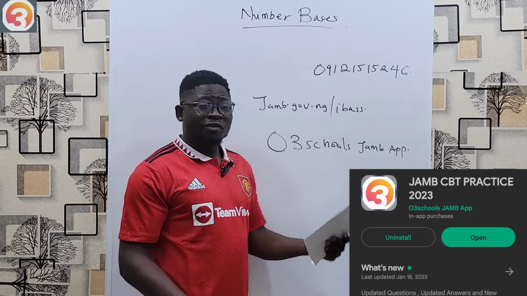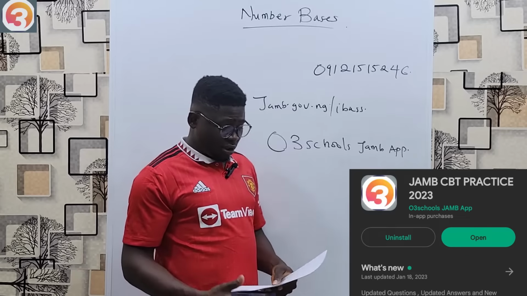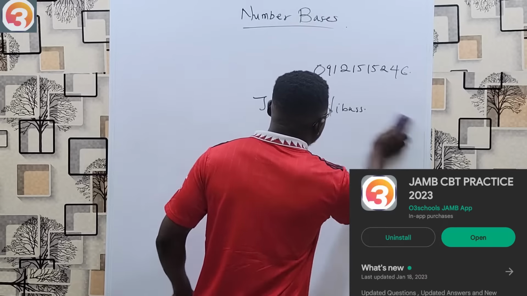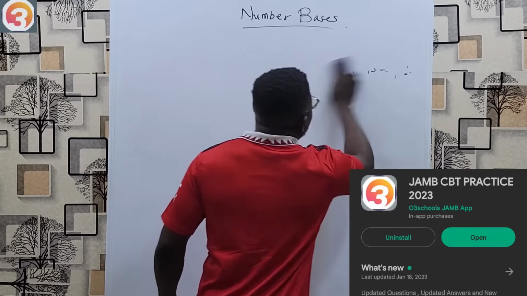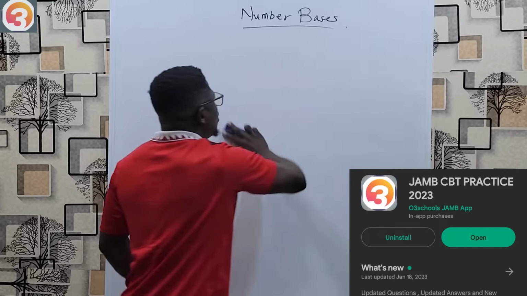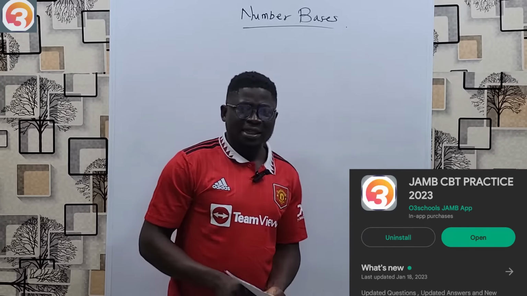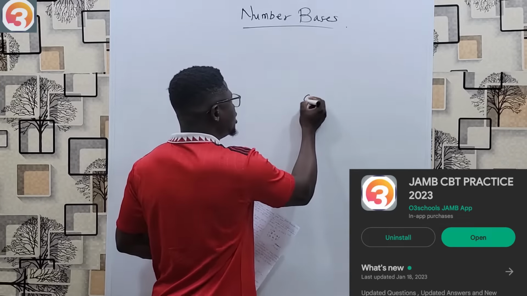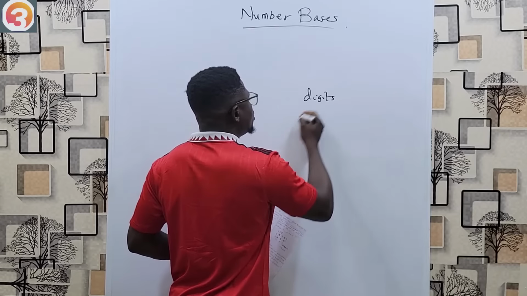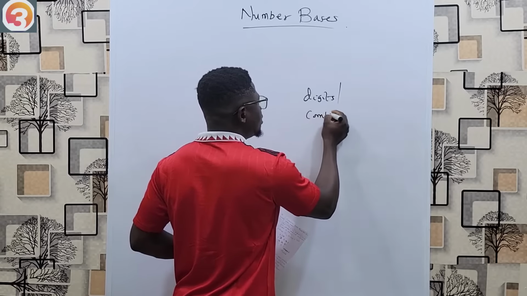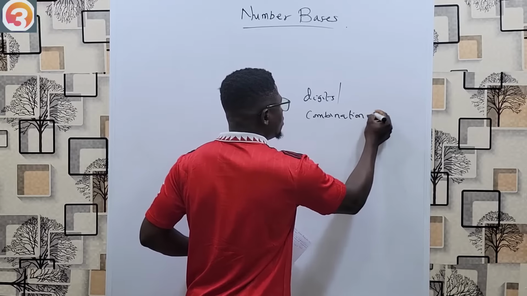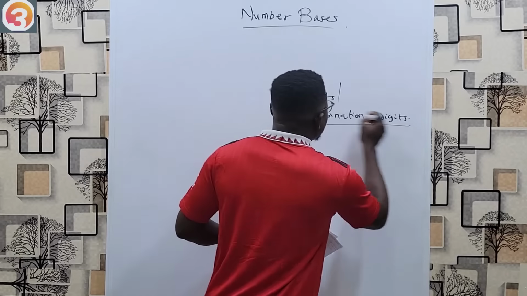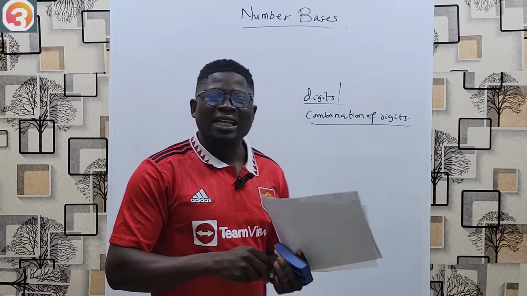So without further ado, let's head straight to the topic. What are number bases? A number base is the digits or combination of digits that a system of counting uses to represent numbers.